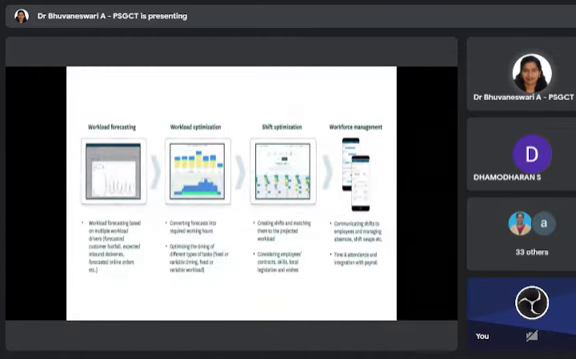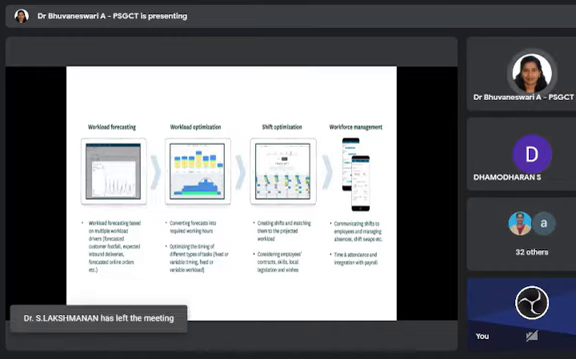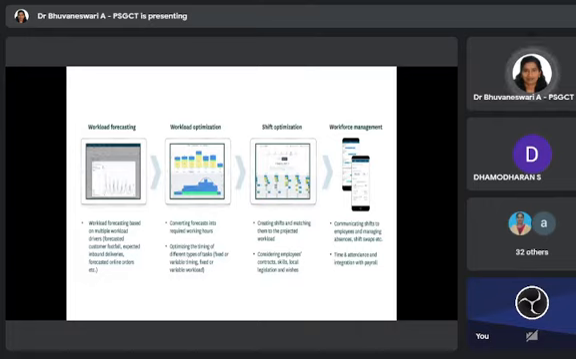So this is a sequence of tasks or the process your application may go through while applying the optimization technique. Okay, the first one is workload forecasting. It's again a prediction, based on multiple workload drivers. The next is workload optimization.